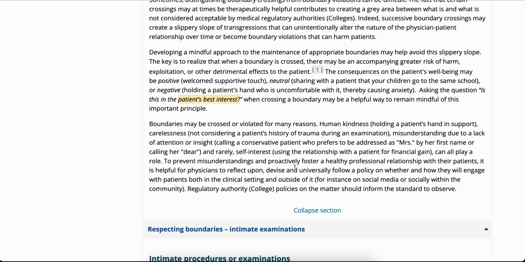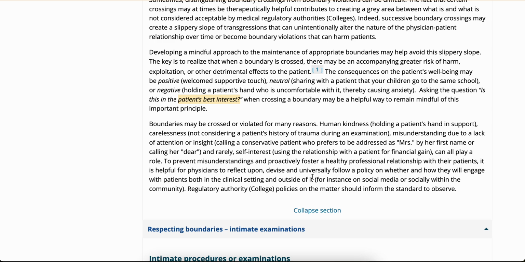To prevent misunderstanding and proactively foster a healthy professional relationship with their patients, it is helpful for physicians to reflect upon, devise, and universally follow a policy on whether and how they will engage with patients, both in the clinical setting and outside of it. For instance, on social media or socially within the community, regulatory authority and college policies on the matter should be the informed standard of practice. So they are saying this is how you can try your best not to cross it, at least maximizing your chances of not violating it.